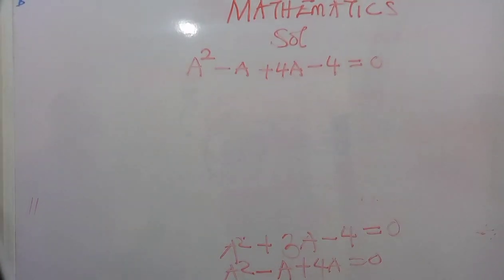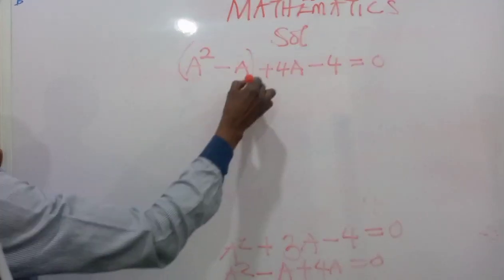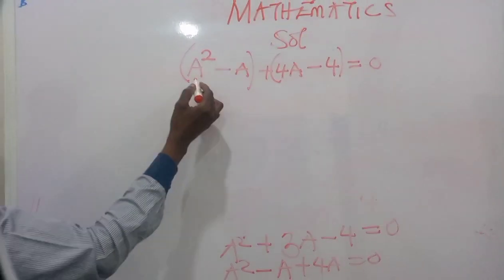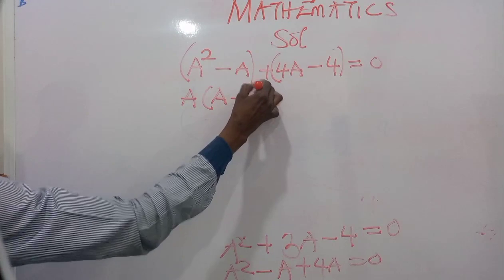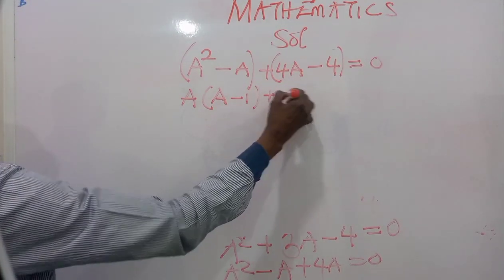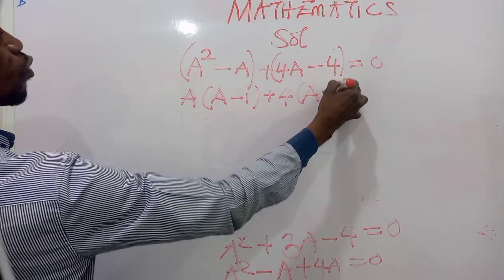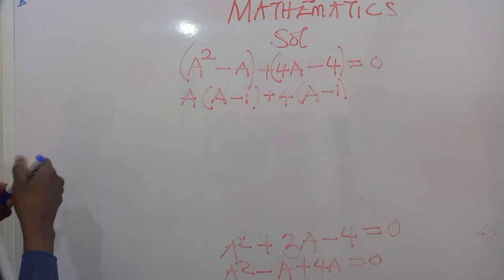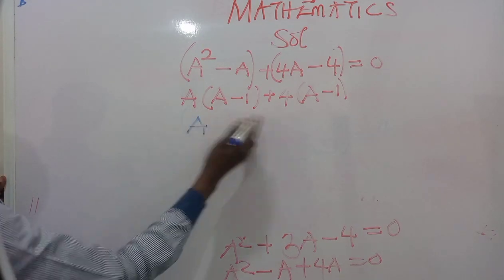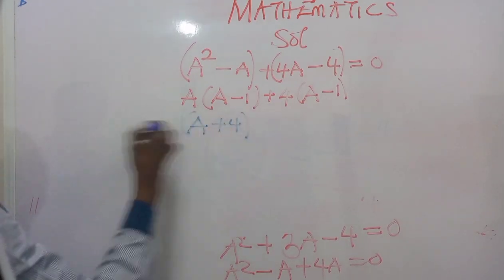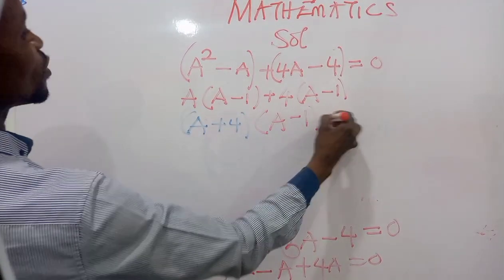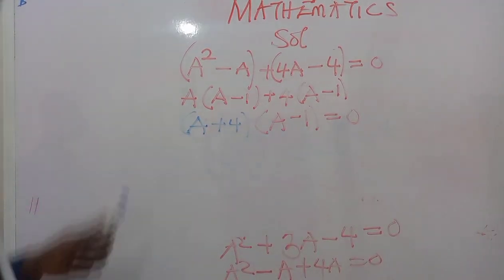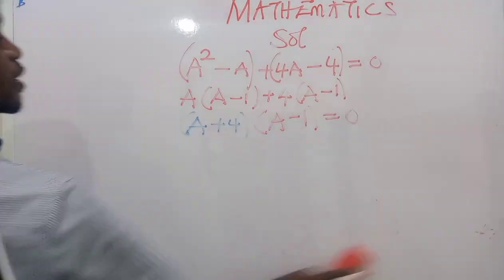After equating this to 0, you are going to be factorizing. So you can group this and factorize the common terms. What is common between a squared and minus a is a, you break it out, left with a minus 1, plus what is common between 4a and minus 4, we have 4 as the common term, a minus 1. So what you have outside is a plus 4, and you pick one of the brackets, a minus 1. And mind you, we are going to equate each of these factors to 0 because these are the two factors.